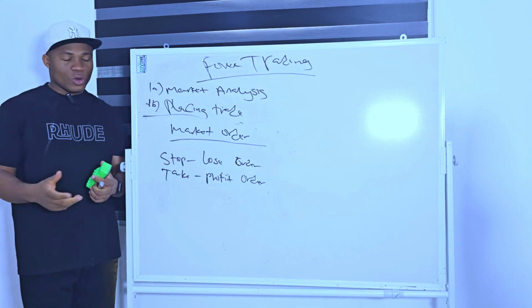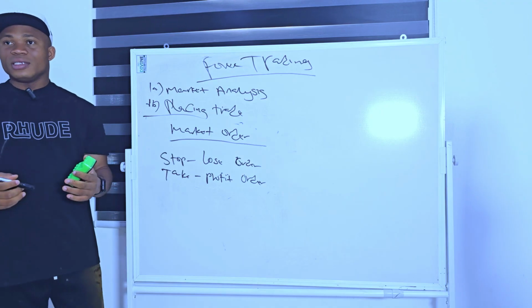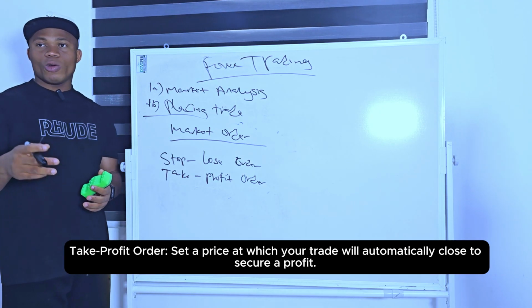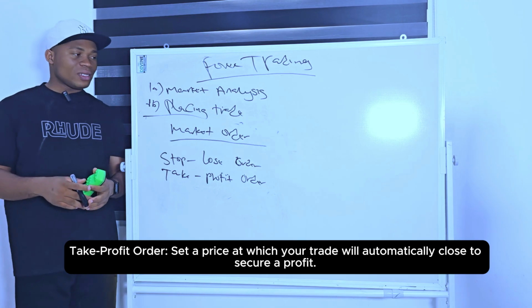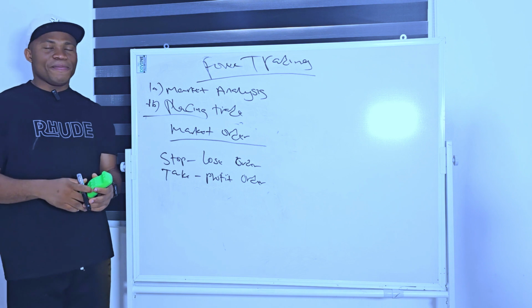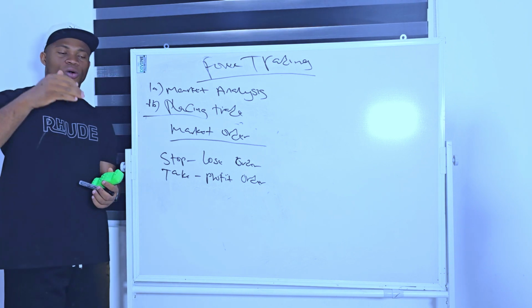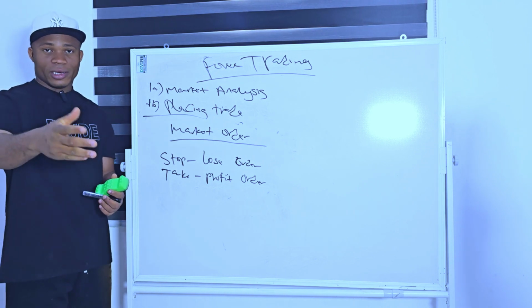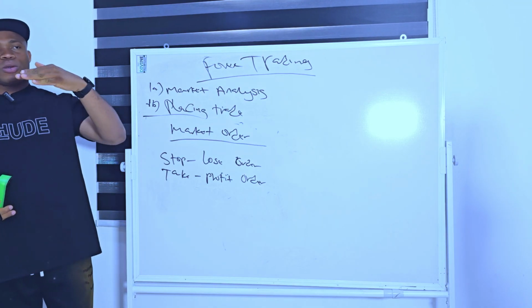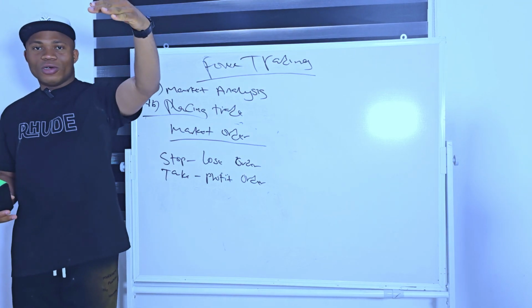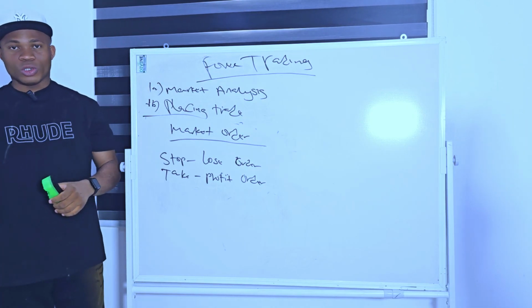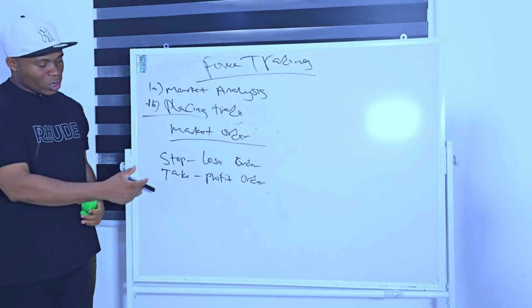Then take profit. What is take profit? Take profit order simply means setting a price at which your trade will automatically close to secure a profit. You are doing a business, you have already set a profit that this is what I want to make on this particular product that I'll buy. So whenever the market reaches that particular level, that is your take profit, you will automatically close that position or sell that product. That's what I mean by take profit.